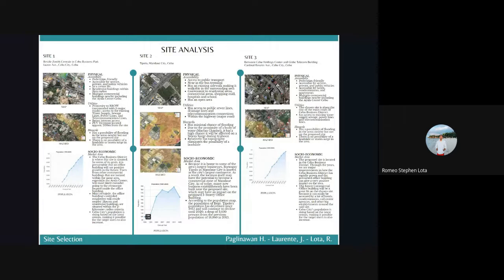And for the hazards, based on NOAA, this site is not prone to any hazards. The flooding may come close, but it doesn't really hit the site itself.